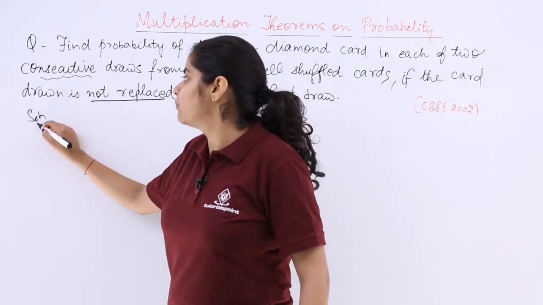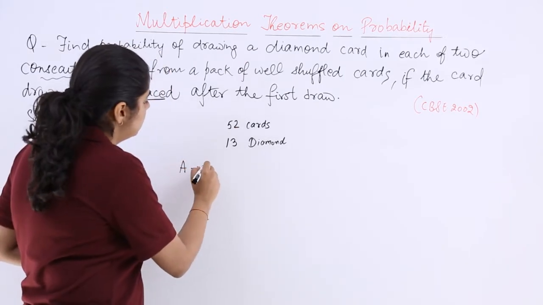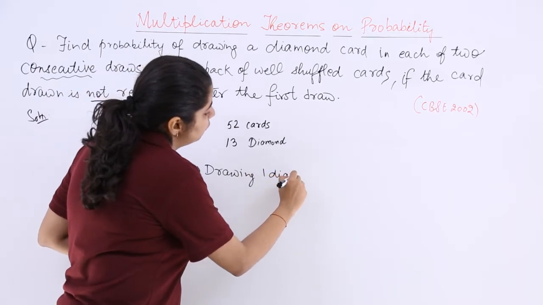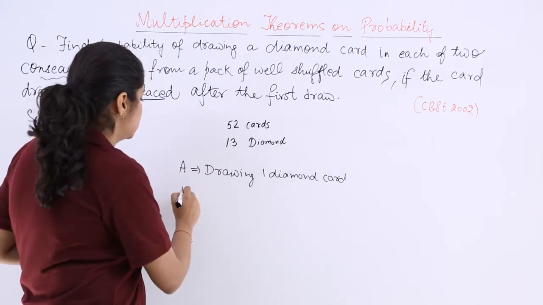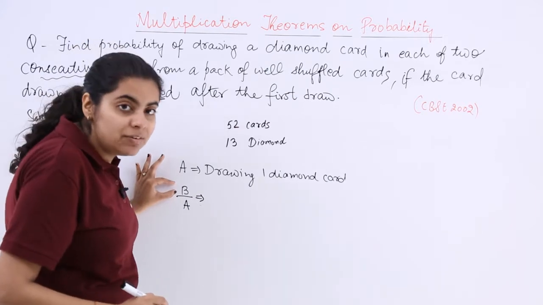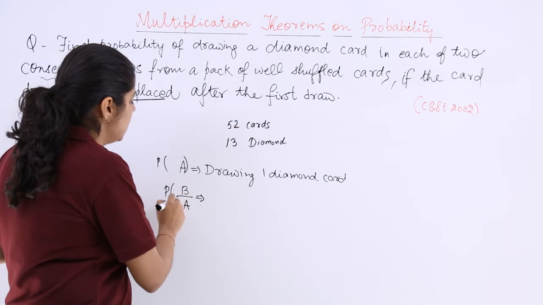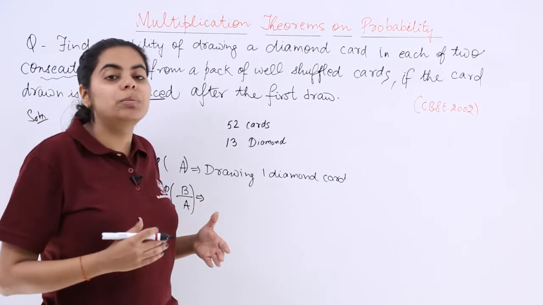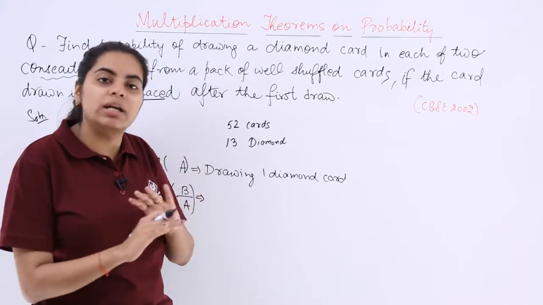I write the solution. So let the event A denote drawing one diamond card or the first diamond card. Then you have an event, we say B over A, which shows the event B when A has already occurred. So this is probability of event B when A has already occurred, which means probability of drawing a second diamond card when the first has already been taken out and not replaced.